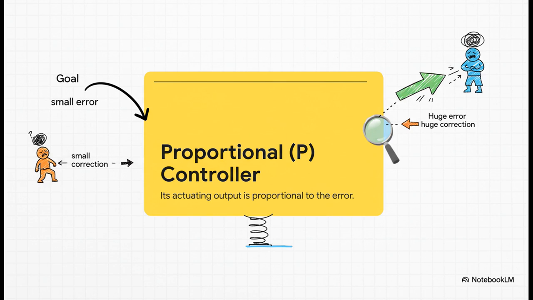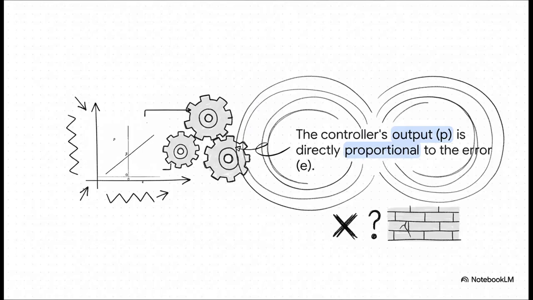Just think of it like this. The further you are from your goal, the harder you push to get back. So a tiny error gets a tiny correction, a huge error gets a huge correction. Make sense, right? And you can literally see that logic right here as a straight line. As the error on the horizontal axis gets bigger, the corrective action from the controller on the vertical axis goes up in direct proportion. It's simple, it's effective, but it does have its limits.